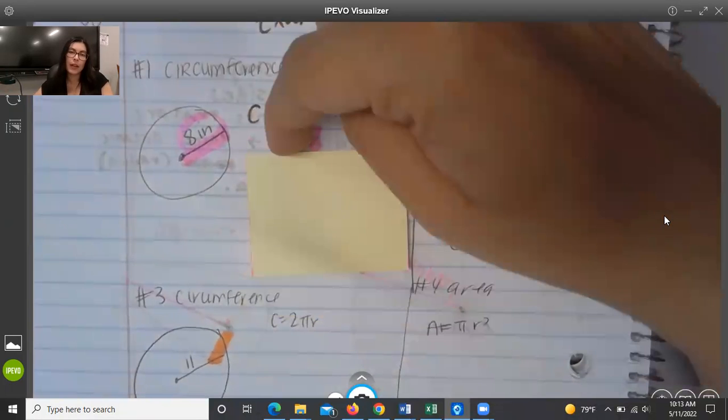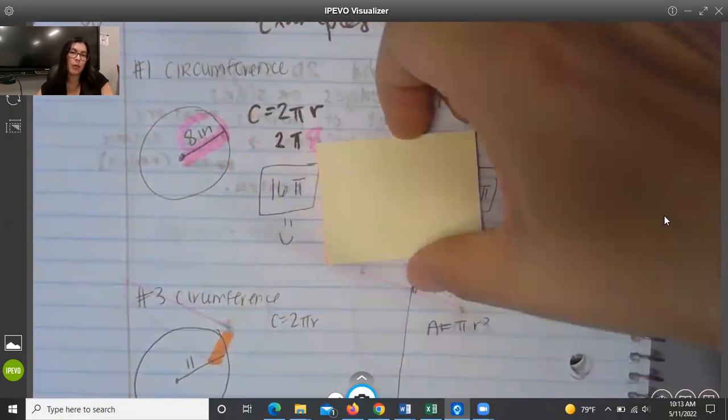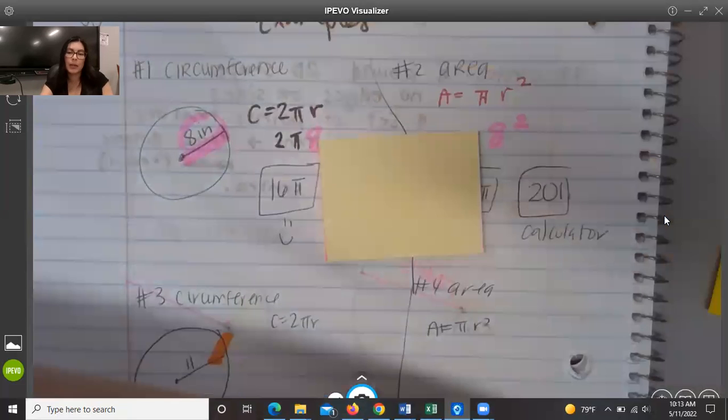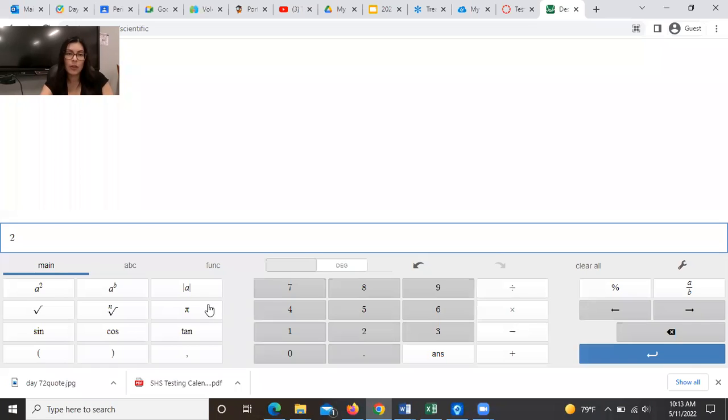Now I could simplify it and say 2 times 8 is 16, and 16 pi. That's one way I could simplify it, but I could also put this in my calculator. So let me show you what that would look like. So you're going to do 2, pi is right here next to the 4, and then you're going to do, what's the radius? Oh, the radius was 8. So there's my answer. That is my circumference, the length around the circle. And I want to say I wrote that down already.